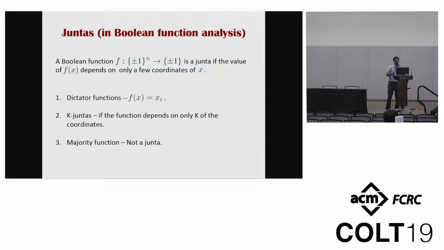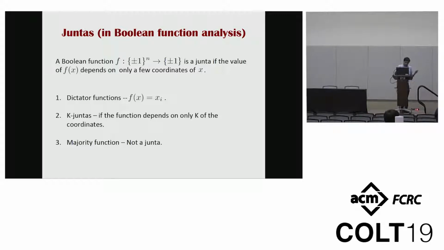Okay, so I'll start with the concept of juntas, which is a very standard concept in Boolean function analysis. A Boolean function, which is a function taking plus minus one value on the n-bit hypercube, meaning the inputs are n-bit strings, is said to be a junta if its value depends on relatively few coordinates of x. So the canonical example is a dictator function, which is just a function of one bit. That is, f of x is just some ith bit of x. A k-junta is a function which just depends on k bits of x. And an example of a non-junta is the majority function, because it literally depends on all the bits.